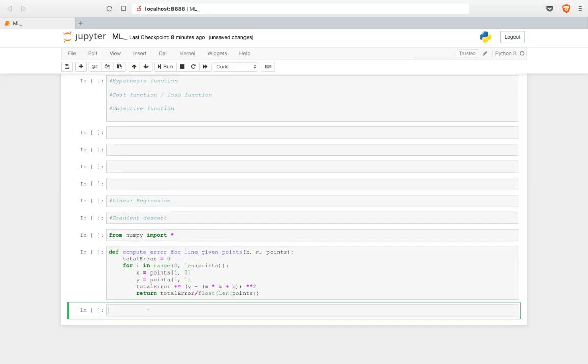Yeah. Next step is basically writing the function for calculating the gradient. So this is gradient descent, right? Gradient descent. So what is actually gradient descent? So basically, we'll just discuss gradient descent in a more simplistic manner, right?